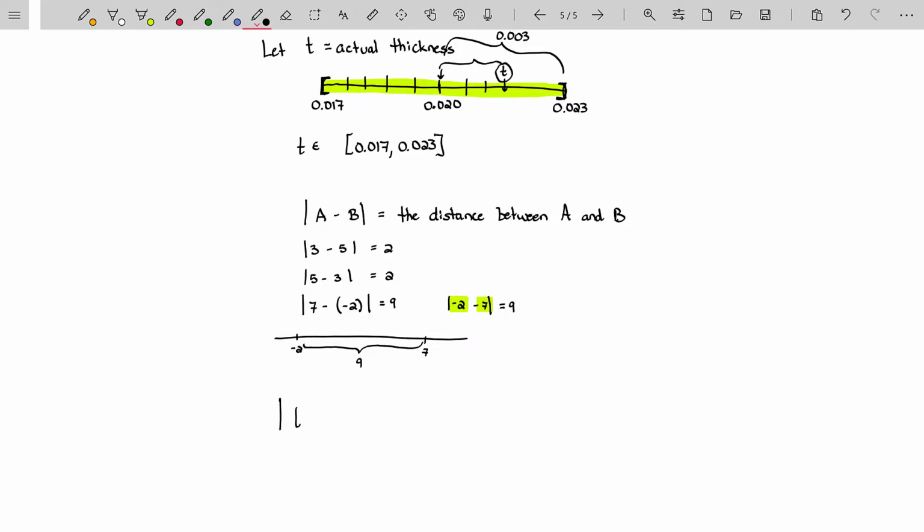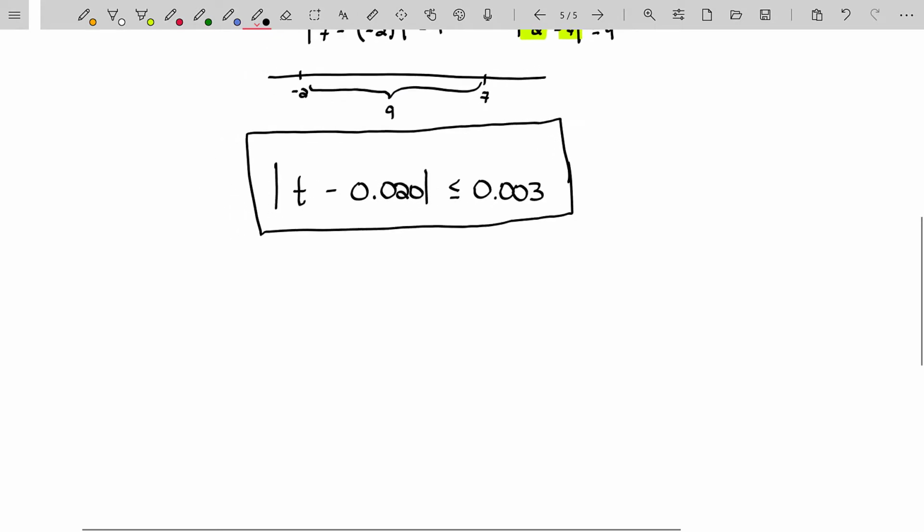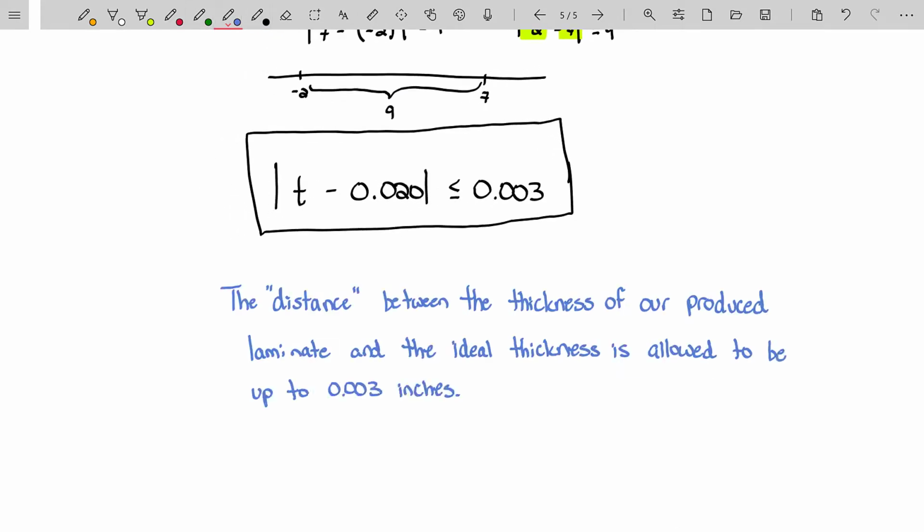We want the distance between the thickness that we create and the thickness that we want to be less than or equal to 0.003 or 3/1000ths of an inch. That is the inequality we're searching for. And I'll actually write that down in language down below. The distance, and I put that in quotes because we're really talking about thicknesses, but the distance between the thickness of our produced laminate and the ideal thickness, which is 0.02, is allowed to be up to 3/1000ths of an inch.